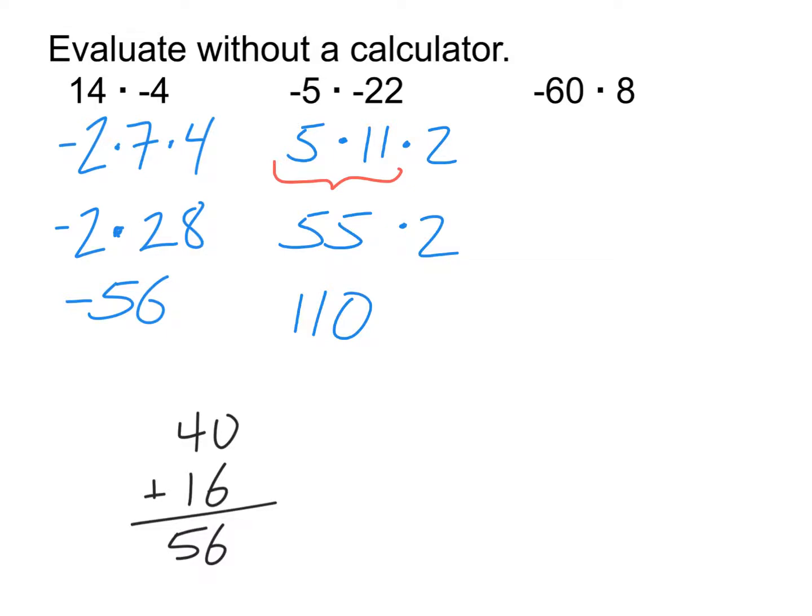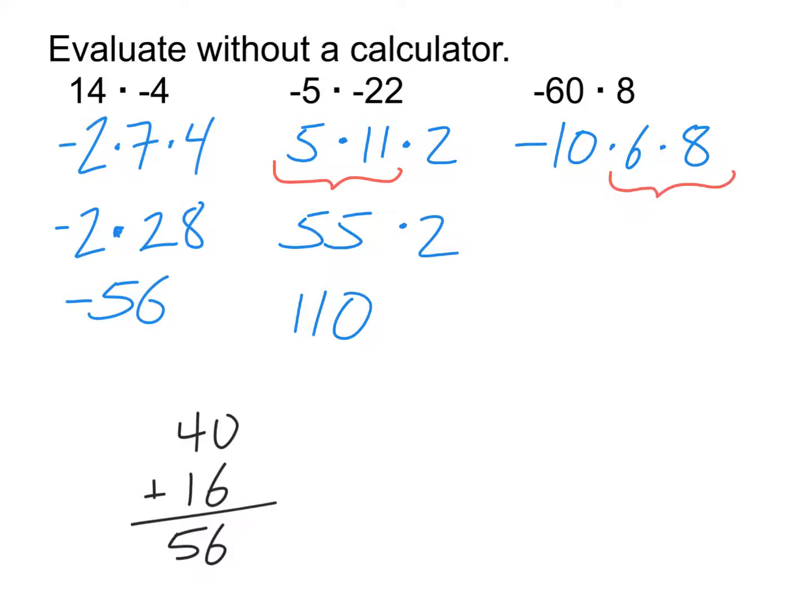All right, last one. Negative 60 times 8. A negative times a positive is a negative, so we're going to get a negative here. And I'm going to break the 60 up into 6 times 10, because if 10 goes into it, it's actually really easy to multiply a number by 10 later. So now I'm going to do 6 times 8.